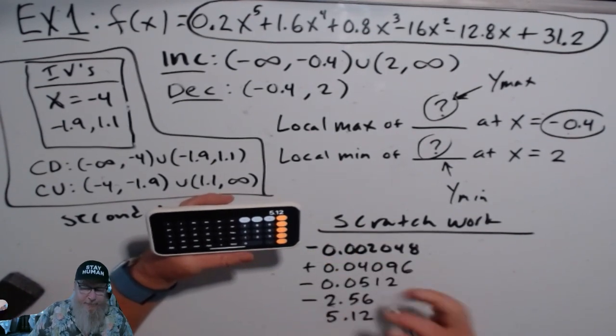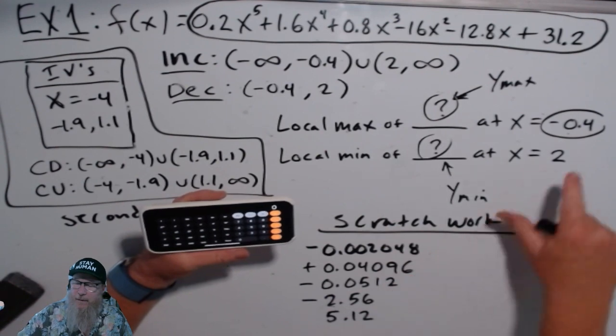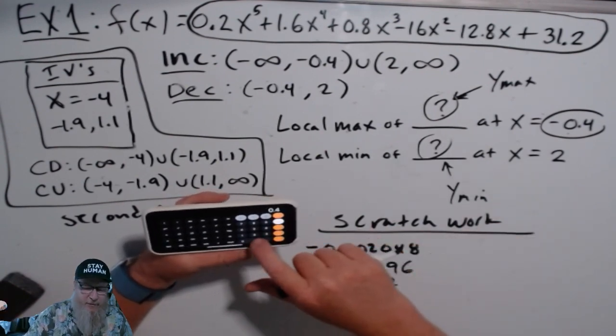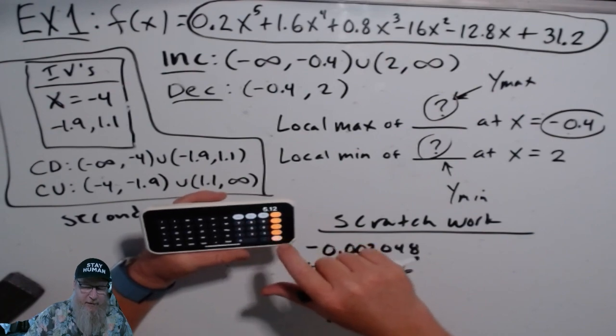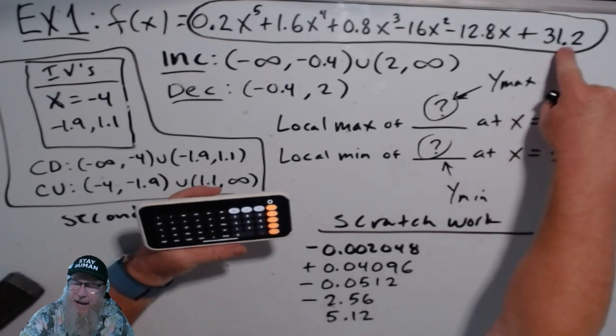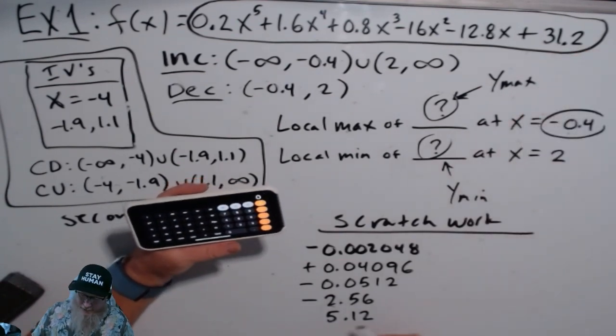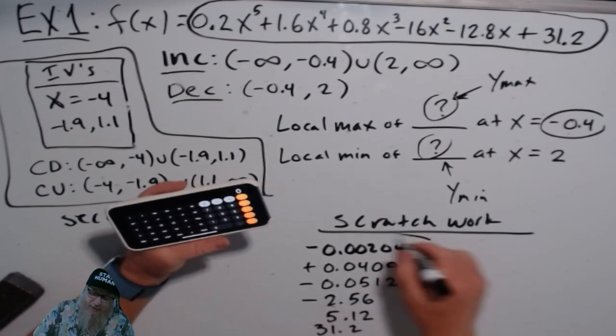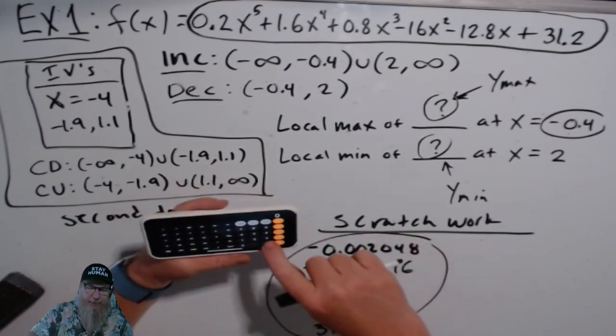5.12. I want to double check that one. 0.4 times 12.8. My calculator acted funny. No, that's right. 5.12. And then the last one, there's no x, so just plus 31.2. So go ahead and do all those on your calculator.